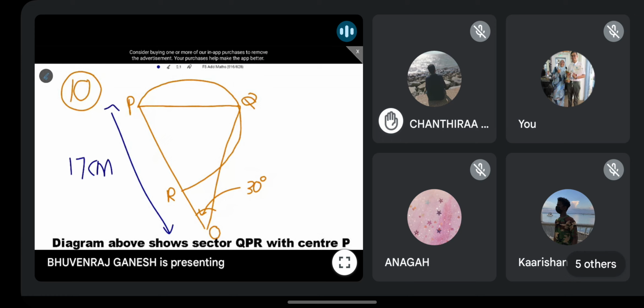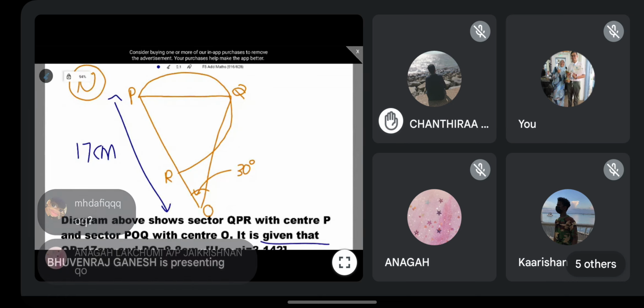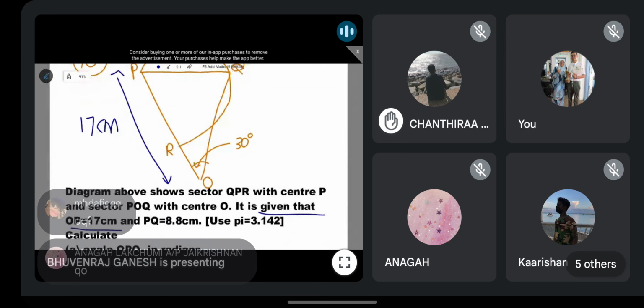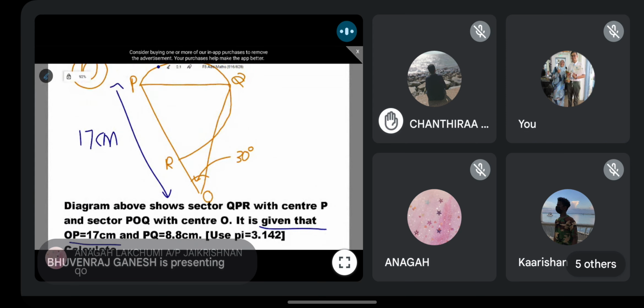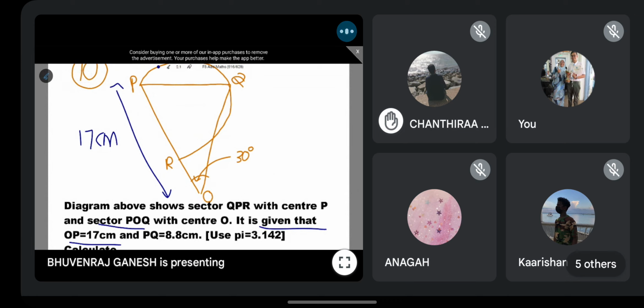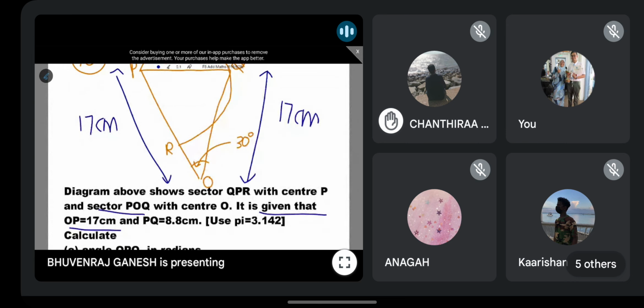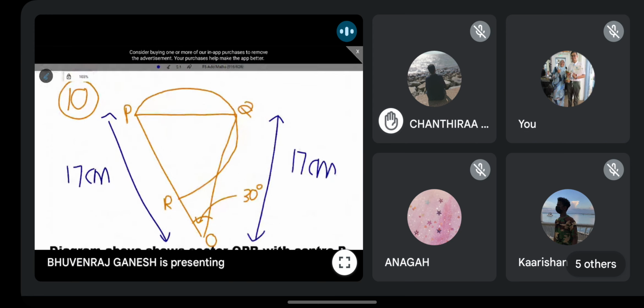Okay, so can anyone tell me satu lagi nilai yang sama dengan OP? What other length? Mana lagi panjang yang sama dengan OP? Anyone know? OQ. Wait, let me see. Yes. Okay, correct. Because they say it's sector POQ. So we can say that this length is also 17 centimeter. Okay, this is the first info. Then they tell you PQ is 8.8.